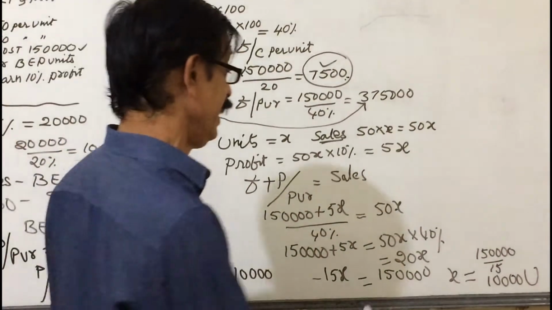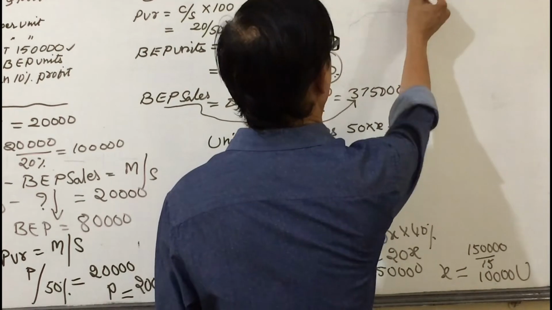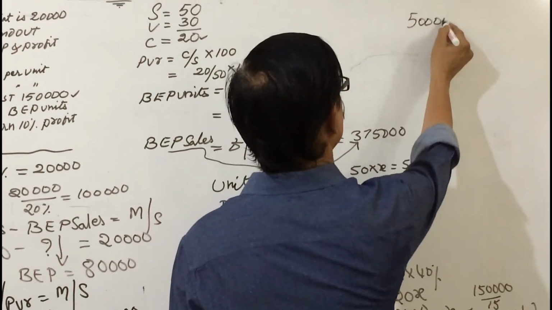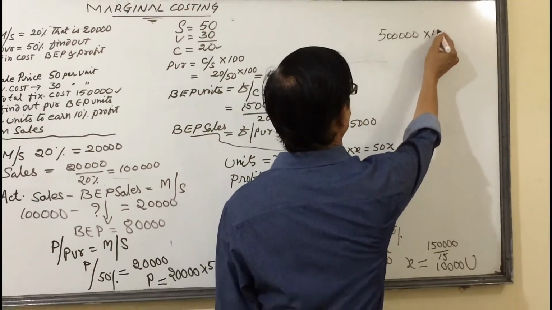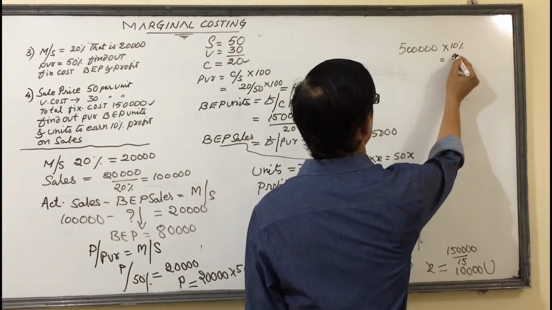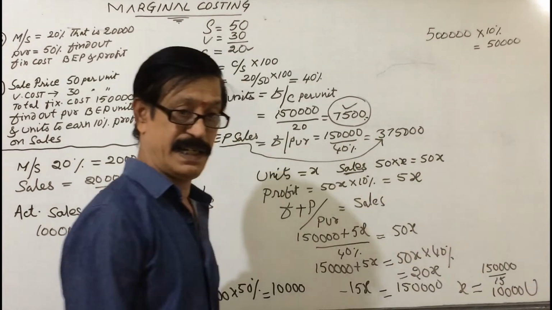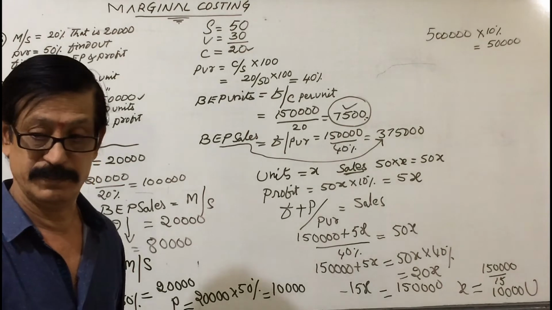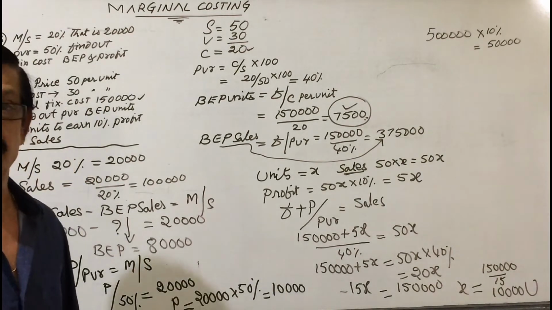How am I telling you? 10,000 units you are selling at 50 rupees, that is equal to 5 lakhs. On that 5 lakhs, you will get 10%, that is equal to 50,000. Understanding or not? Okay? Please take it down.